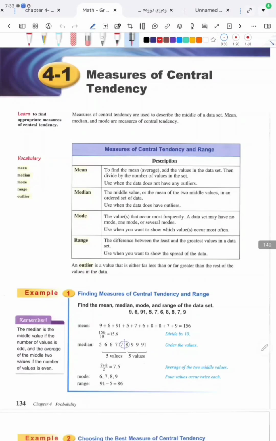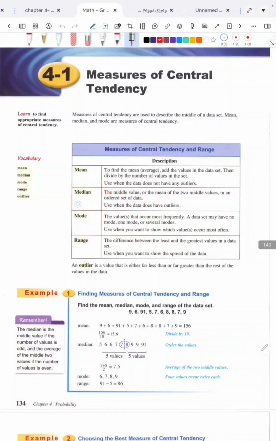Hello dear students, in this video I'm going to explain measure of central tendency, page 134, chapter 4, lesson 1. In this case, the first case, you have to find mean, median, mode, and range. Mean is the average. To find the mean, add all the values in the data set, then divide it by how many numbers of values are in the data.